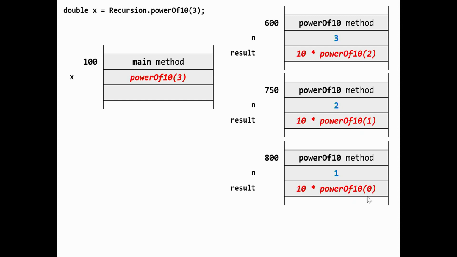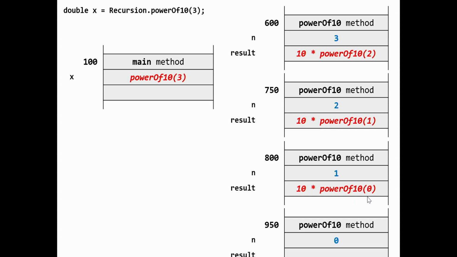Now power of 10 of 0 is another method call. That 0 gets stored here. Now this hits the base case of the recursive method, so the result is just 1, which is at the very bottom there. It's cut off a bit, but it's at the very bottom. So that version of power of 10 ends up with a result, and that result gets passed back to the caller. In other words, that 1 gets passed back up to here.